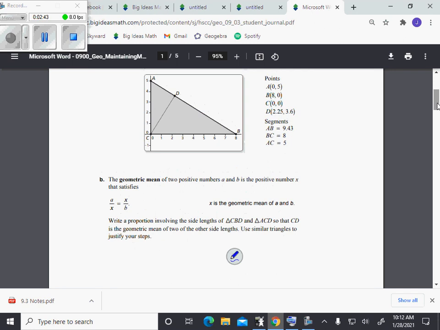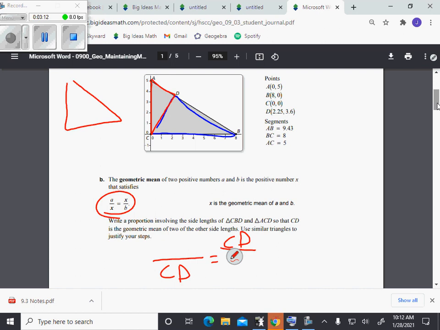CBD, so this blue triangle, and ACD, this red triangle. And we're going to write a proportion so that CD is a geometric mean. So CD is in place of x in this equation, and we're going to fill in those blanks. I'm going to rewrite these triangles so they kind of have the same shape. We have this red triangle.